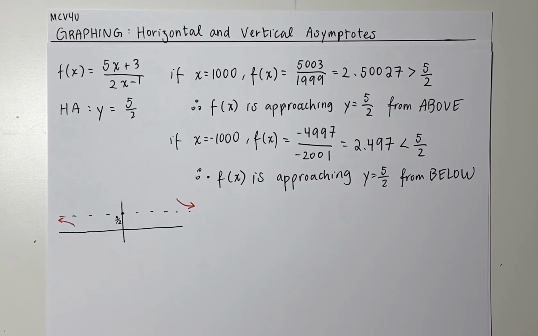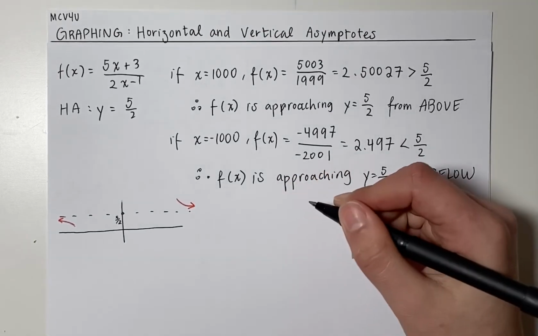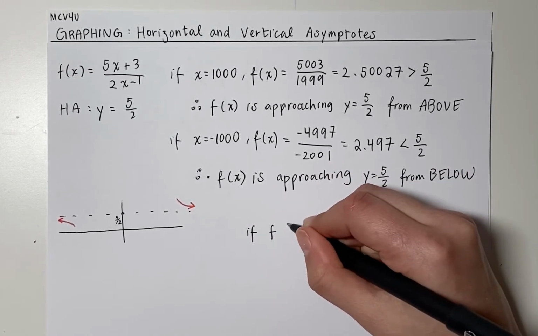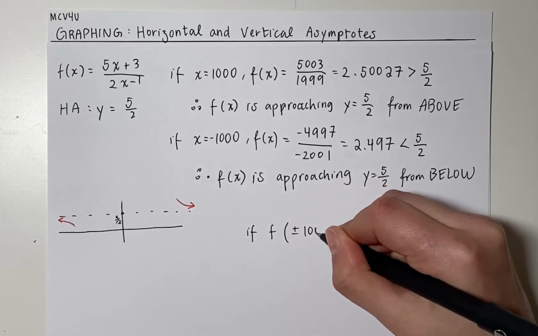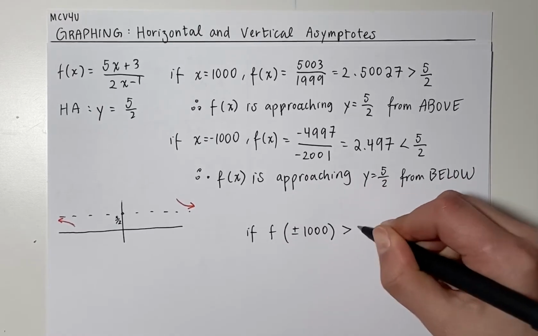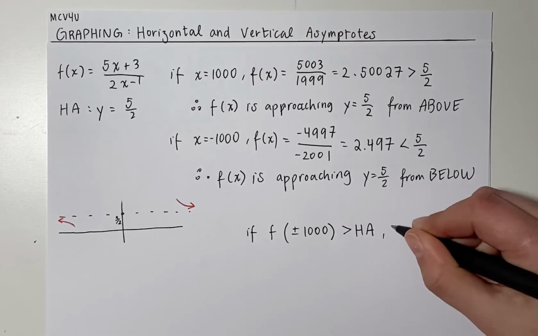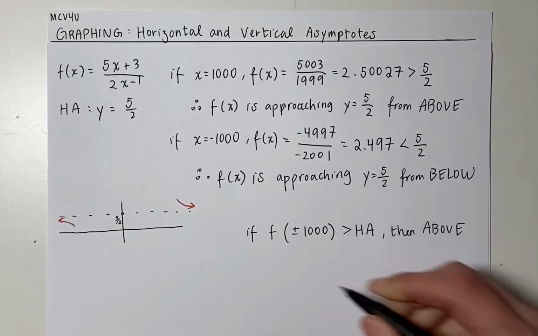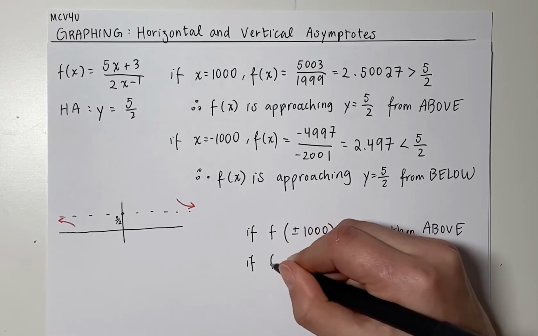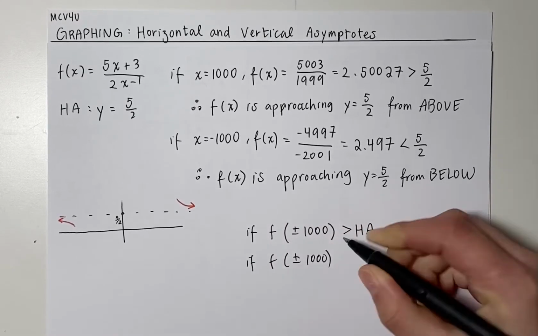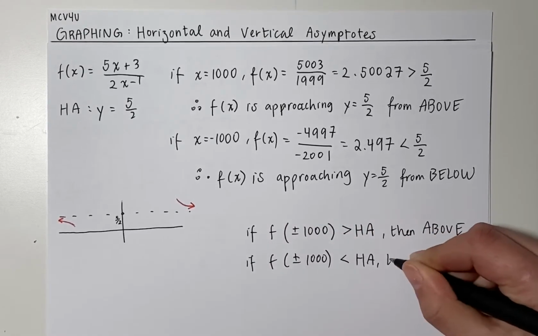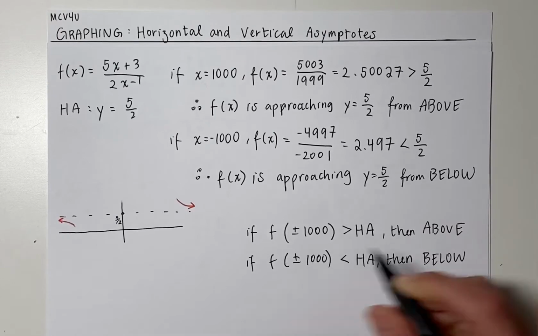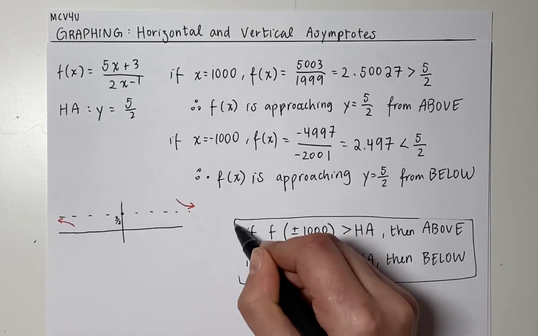And if we just want to summarize what we just did, I like to say: if f of positive or negative 1,000 is greater than the horizontal asymptote, then the function approaches the horizontal asymptote from above. And if it's less than the horizontal asymptote, then the function is approaching our horizontal asymptote from below. And you can just remember this rule.